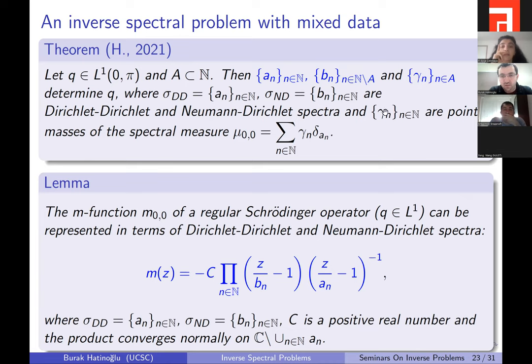And here again, let me recall that gamma_n is nothing but the point masses of the spectral measure corresponding to the Dirichlet-Dirichlet boundary condition. So this was a theorem I proved, and let me talk a bit about a sketch of the proof. In order to start, one first needs the following infinite product representation of the M function. The M function corresponding to the Dirichlet-Dirichlet boundary condition can be represented in terms of these two spectra in the following way. The Dirichlet-Dirichlet spectrum becomes the set of poles, and the Neumann-Dirichlet spectrum becomes the set of zeros.